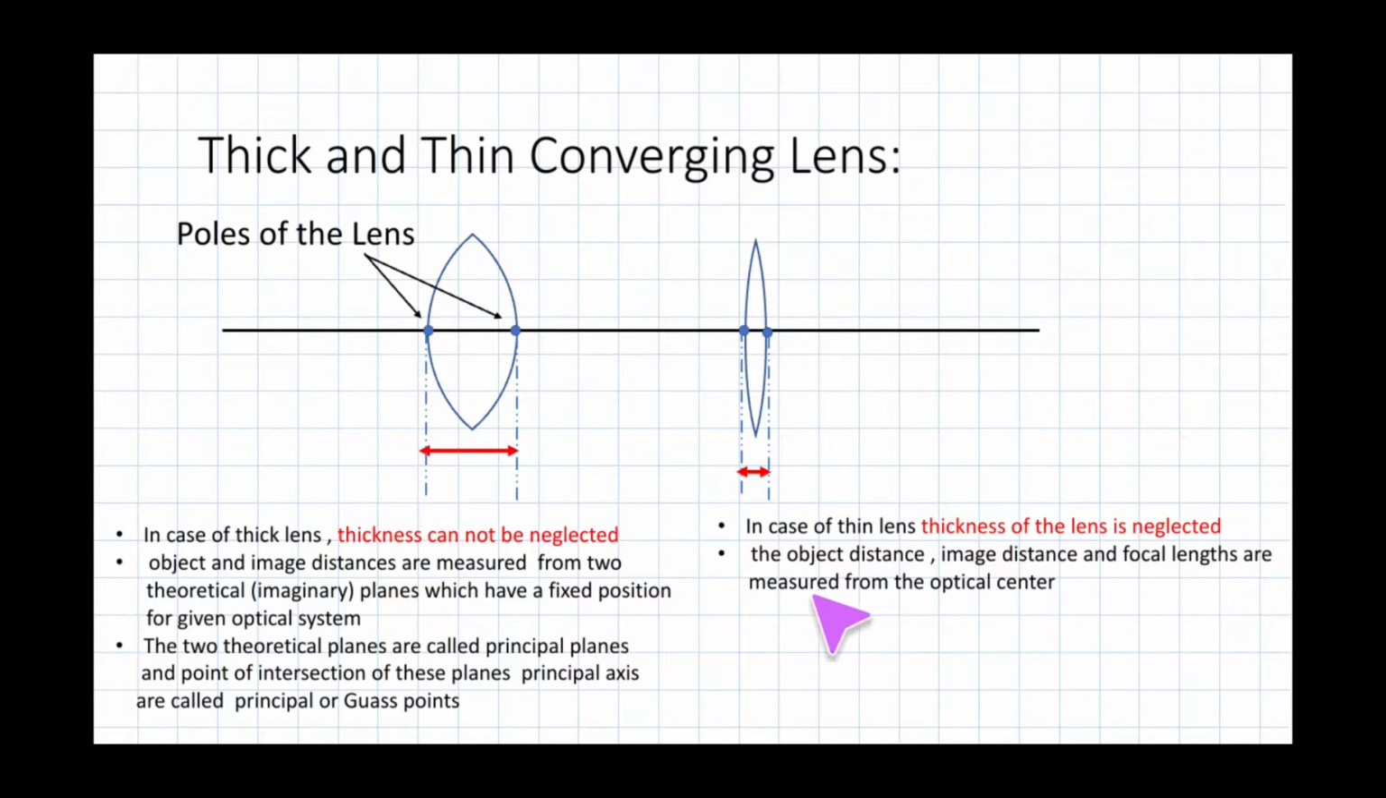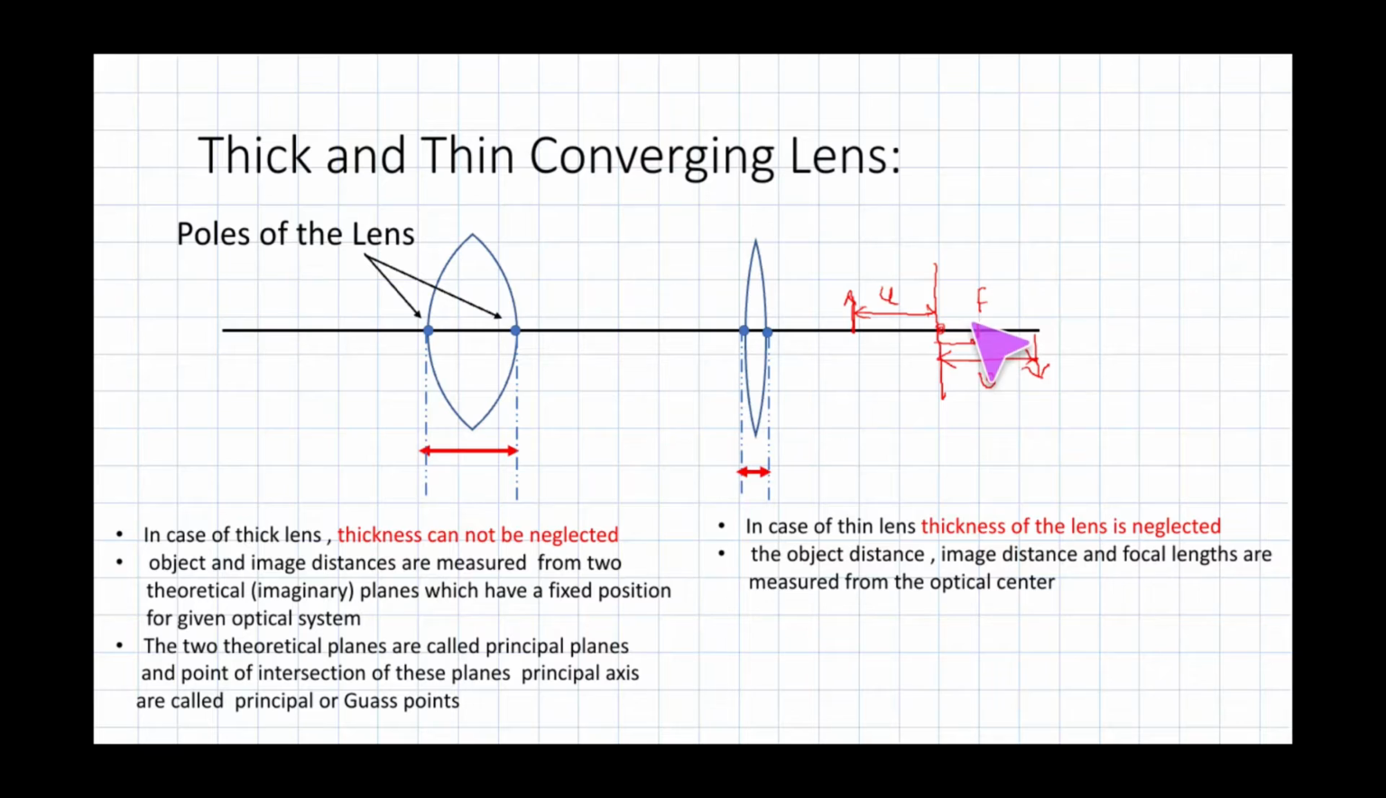and the object distance, image distance and focal lengths are measured from the optical center. That means suppose here it is a lens, then we consider this as the optical center. If the object is on the left hand side, this distance will be measured from the optical center, that is the object distance u. Suppose the image is formed at this distance, then in case of a thin lens we measure this distance v from the optical center, and here it is a focal point. So again we measure this distance from the optical center.